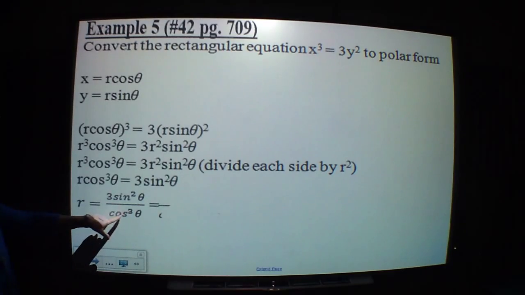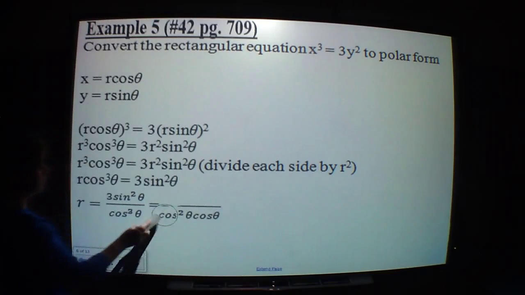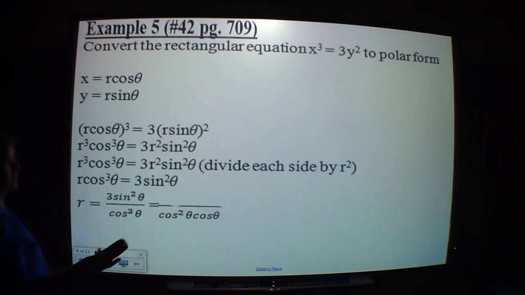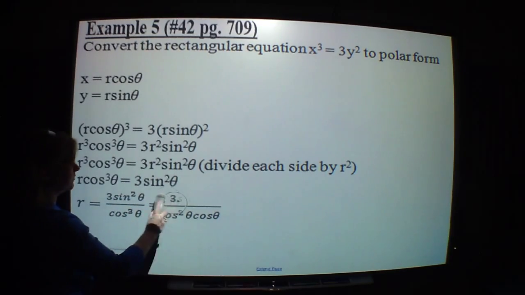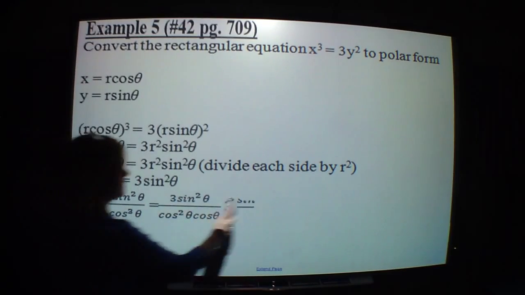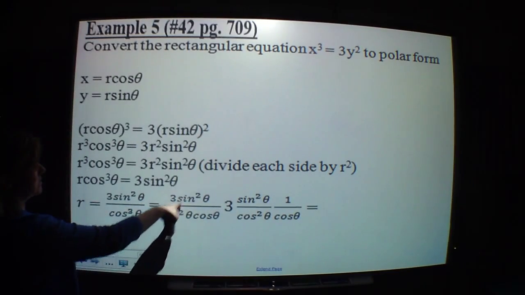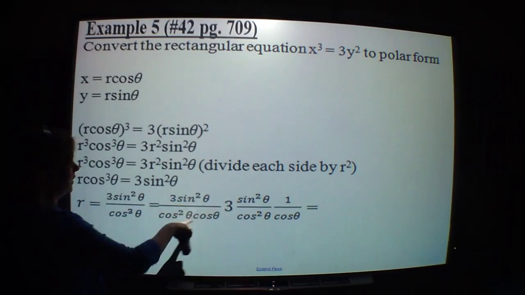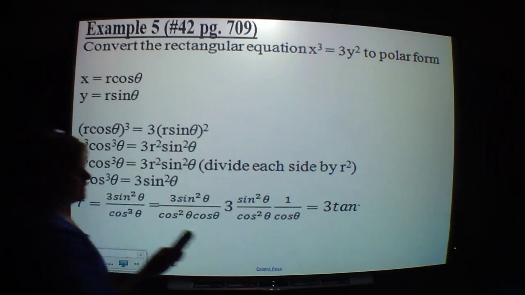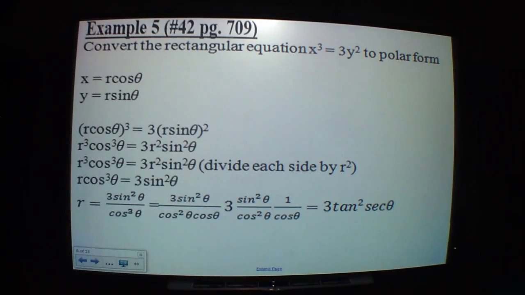And I could break this cosine cubed up into cosine squared times cosine. The reason I'm doing that is because I have a sine squared, and sine over cosine is tangent, so sine squared over cosine squared is tangent squared. So that's the only reason I'm doing that. So this is my tangent. I have my 3, and 1 over cosine. 1 over cosine is secant. And there's your answer, and I'm done.